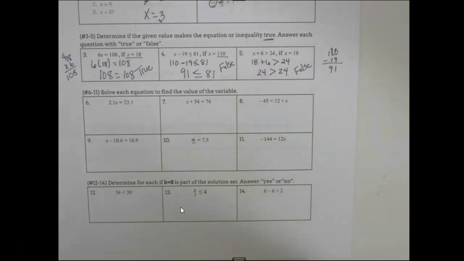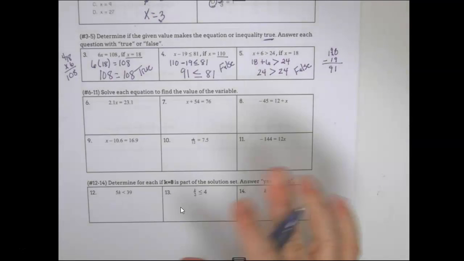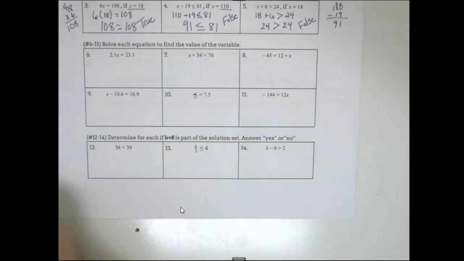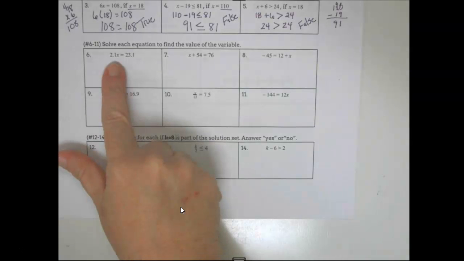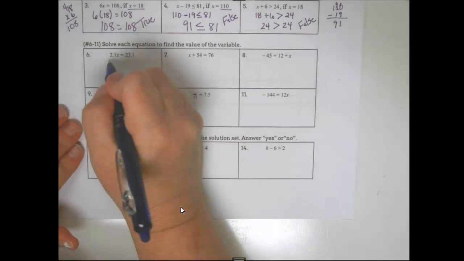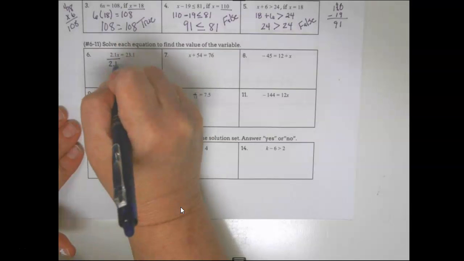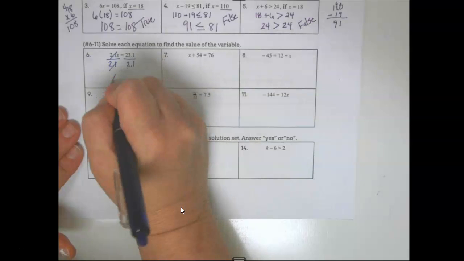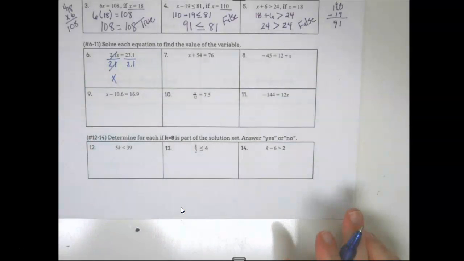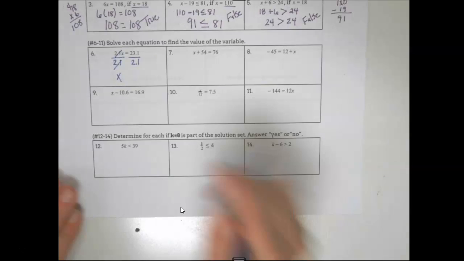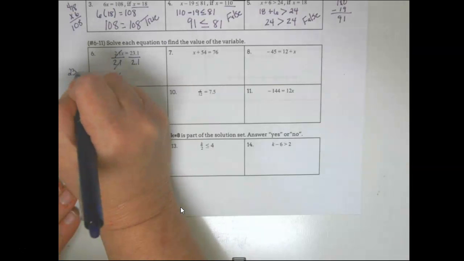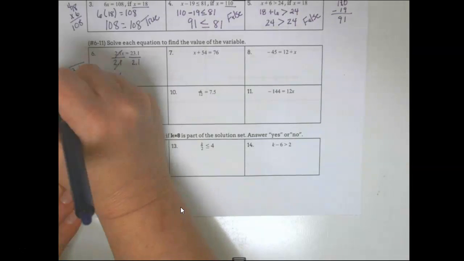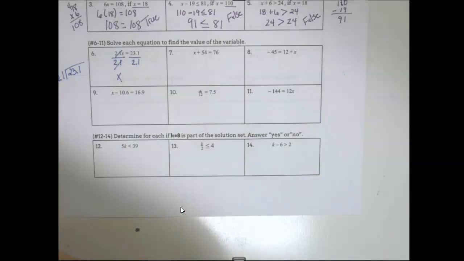Number 6 through 11. Solve each equation to find the value of the variable. Since this is a multiplication problem, I am going to divide. I'm dividing each side by 2.1. So this is 23.1 divided by 2.1.